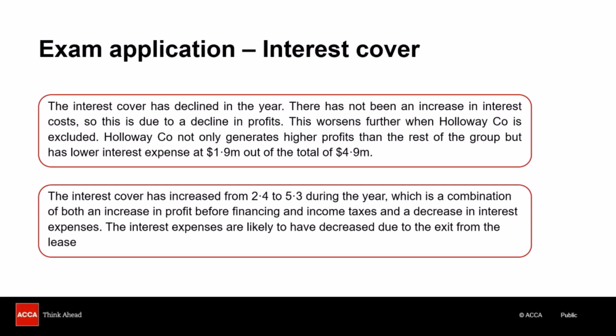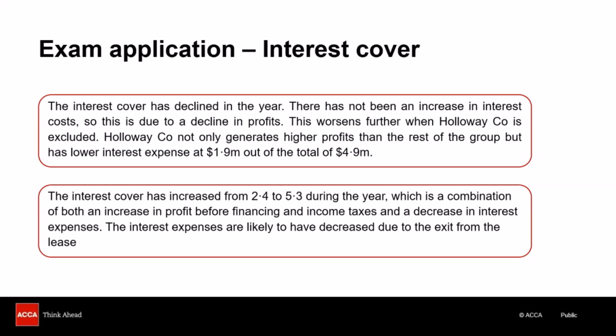It says that this worsens further when Holloway Company is excluded. There was a disposal during the year for this Holloway Company, and the Holloway Company was performing better. It had a better interest cover on its own, and because of low interest and relatively higher profit, overall company's interest cover was better. Now that Holloway Company is no longer going to be there, in the future, the interest cover has a further risk of getting lowered.